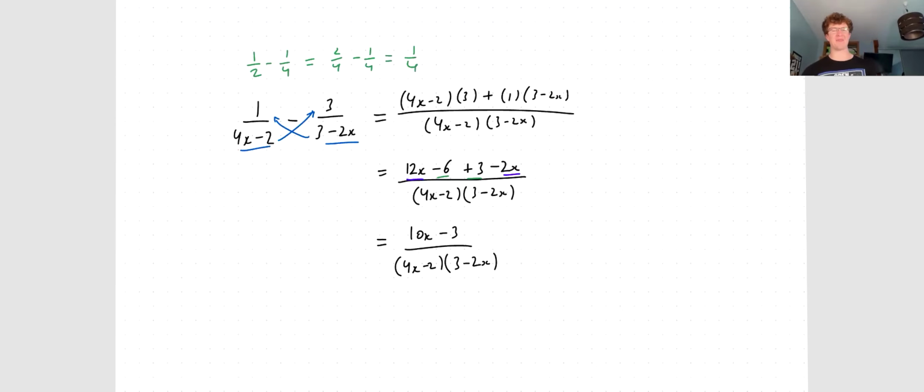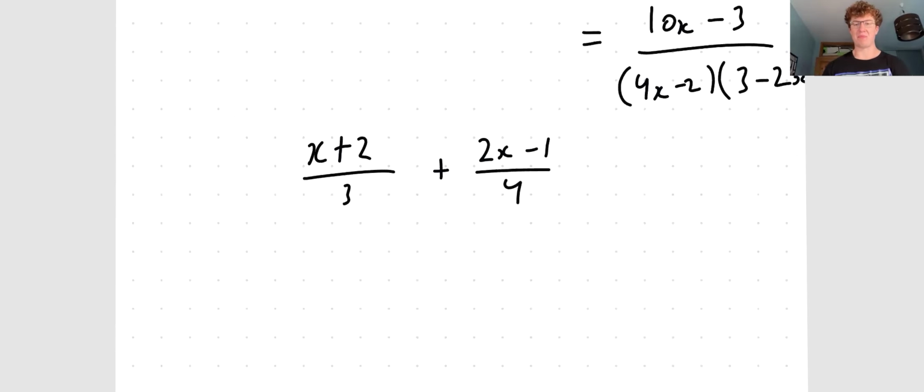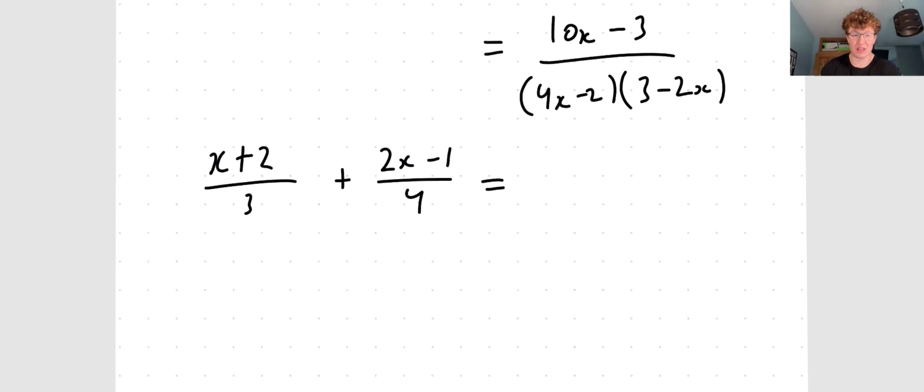Except, of course, again, we could multiply out the bottom, the denominator, but it kind of depends on the question whether you actually have to do that or not. So yeah, I'm going to give you a question to try now. Give this a go. We have x plus 2 divided by 3 plus 2x minus 1 divided by 4. Pause the video and simplify this for me. I'm going to do it now, and I hope you've done it, or at least tried it.